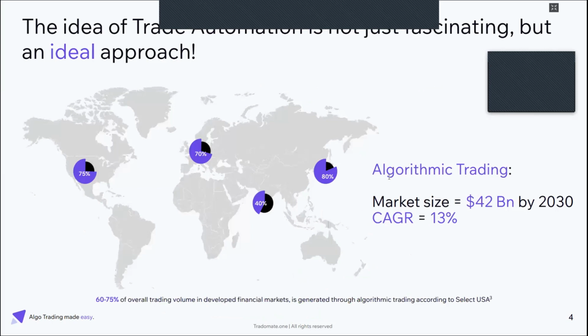So that's the reason we think that the idea of trade automation is not just fascinating, but an ideal approach, because as we see, the market is growing significantly. If we talk about the algo trading market, the global market size is expected to be $42 billion by 2030, with a CAGR of 13%, right? Which is more than the GDP growth rate of most of the major economies. It means that this particular sector will be growing at an alpha. In finance terms, in investment terms, we say alpha, right? So this will be growing at an alpha if we talk about the industry growth rate.